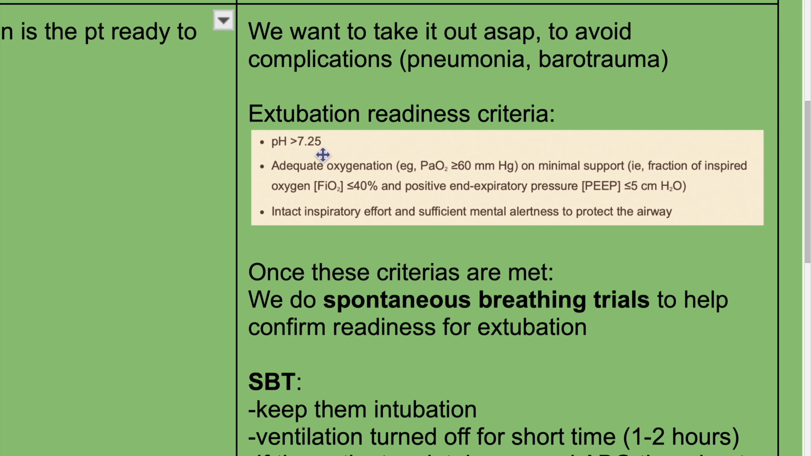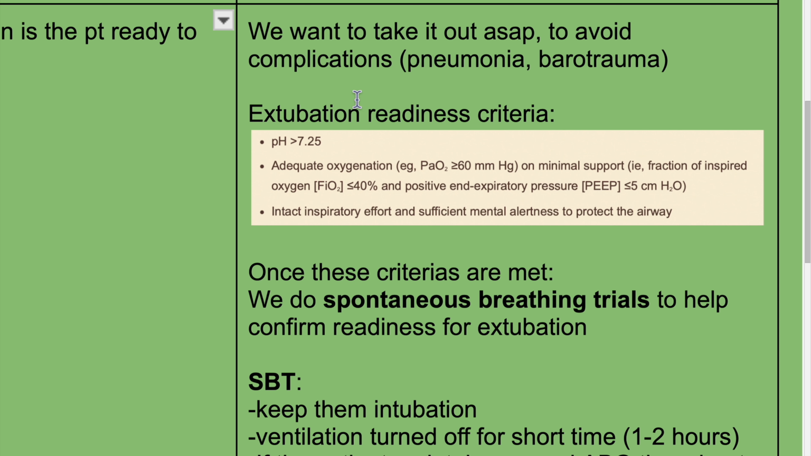The pH has to be more than 7.25. Adequate oxygenation. For example, PO2, partial pressure of oxygen, needs to be 60 mmHg or more on minimal support. That is, FiO2 has to be less than 40%. Okay. And PEEP needs to be less than or equal to 5 centimeters H2O. Intact inspiratory effort and sufficient mental alertness to protect the airway is required as well.